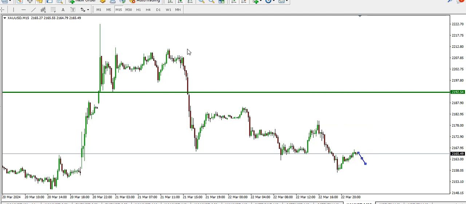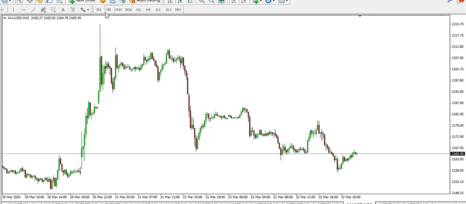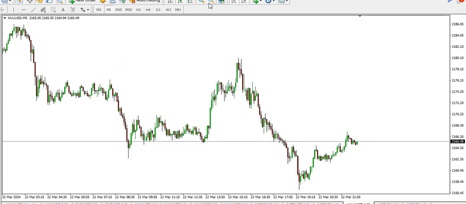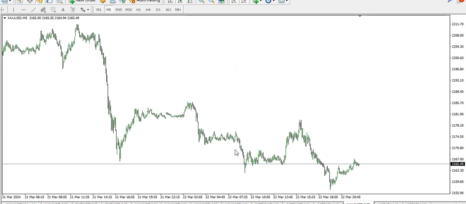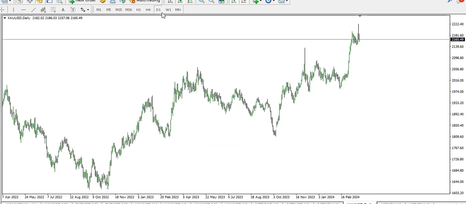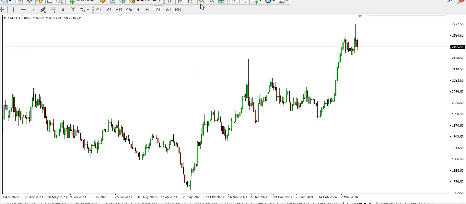Let's look at the 5 minutes time frame. On the 5 minutes time frame, the trend is obviously bearish. So that's that for the analysis. It's bearish for now, but the overall trend on the higher time frame is bullish.